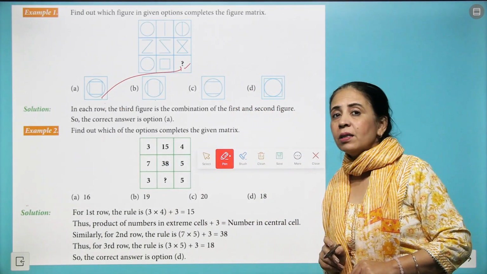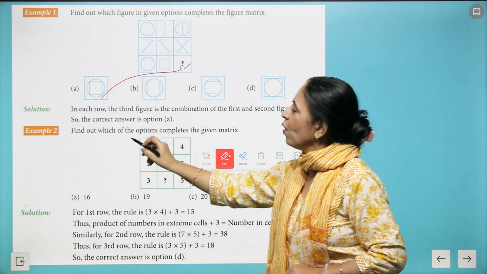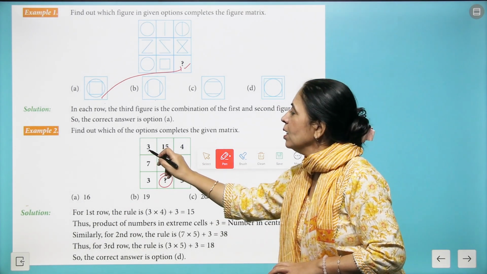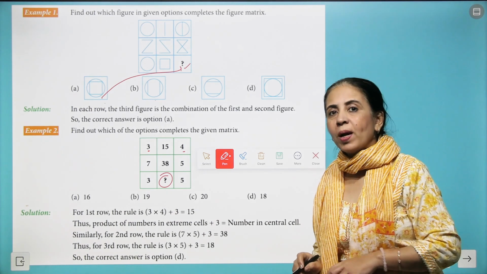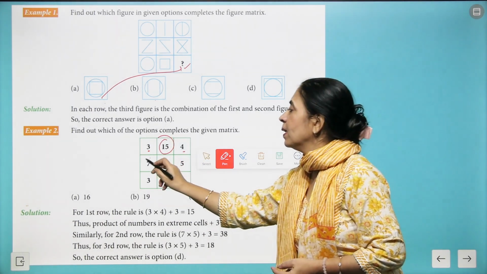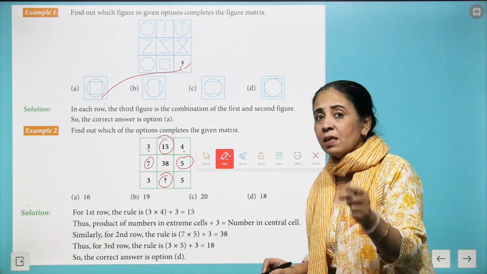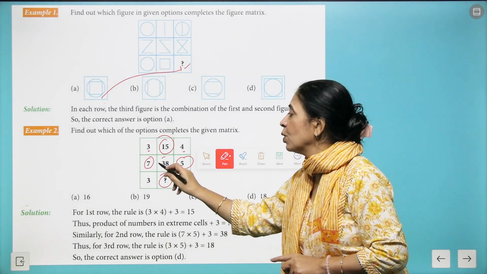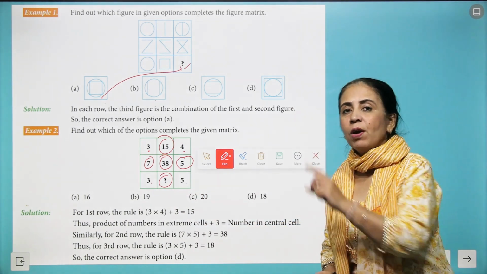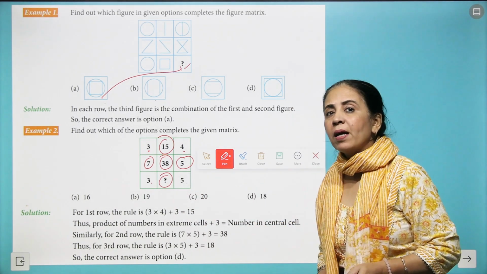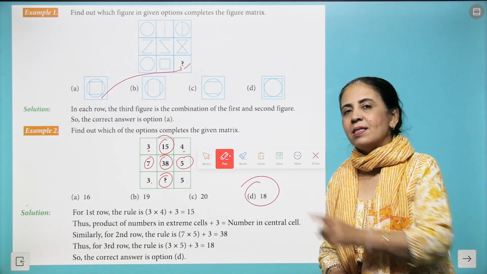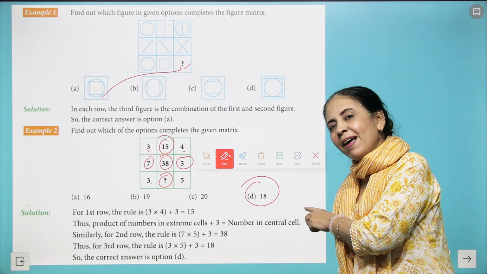Look at another number matrix. If you find this one is the missing one, and we make the relation 3 times 4 is 12, 12 plus 3 gives you the number 15. Similarly, 7 times 5 is 35, plus 3 gives you 38. Let's try 3 times 5. We get 15. 15 plus 3 is 18, and here we got the answer. D option is the correct one.